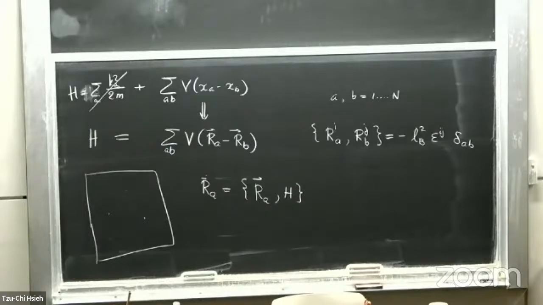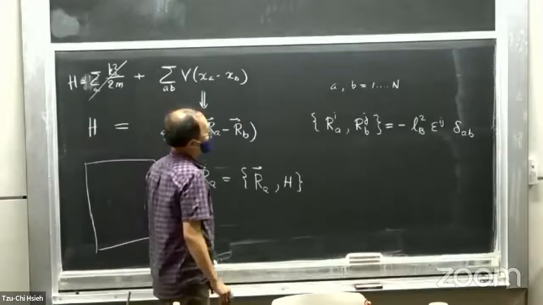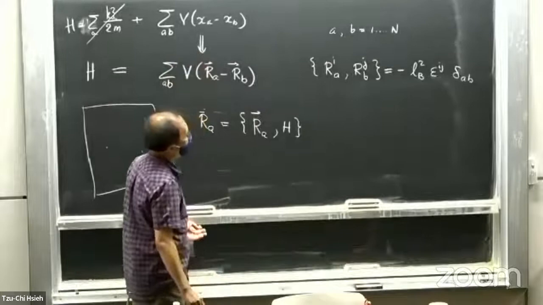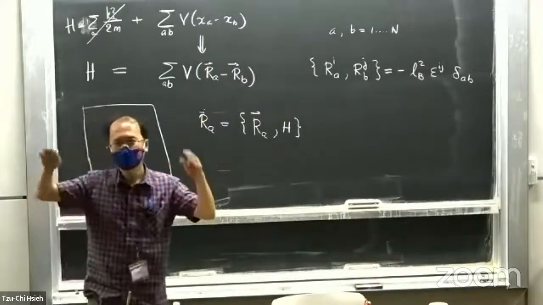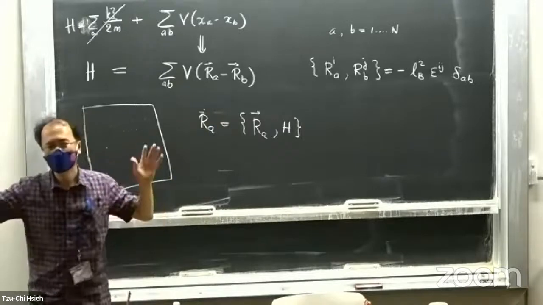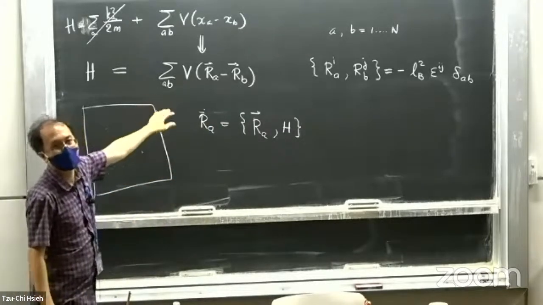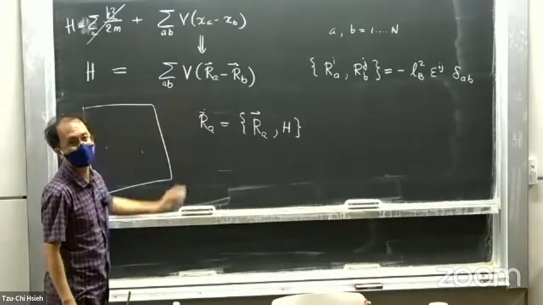It's a pretty simple problem. Even at the classical level, I don't know whether this has been studied or not, but we know that the quantum version of this problem gives rise to all the richness of quantum Hall physics, which can be traced back to this simple model.